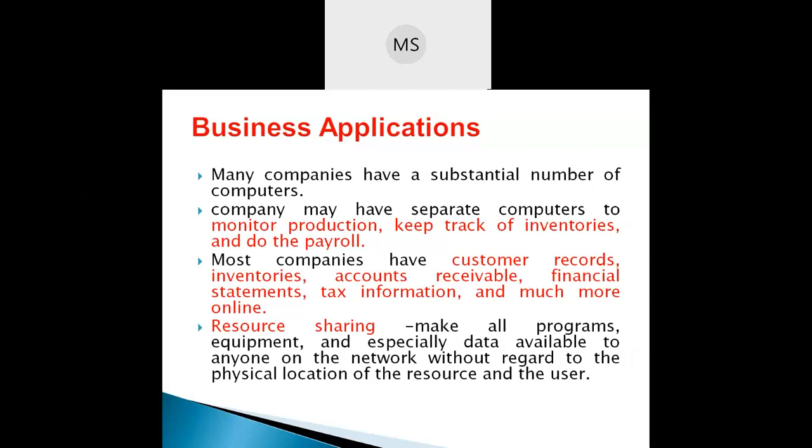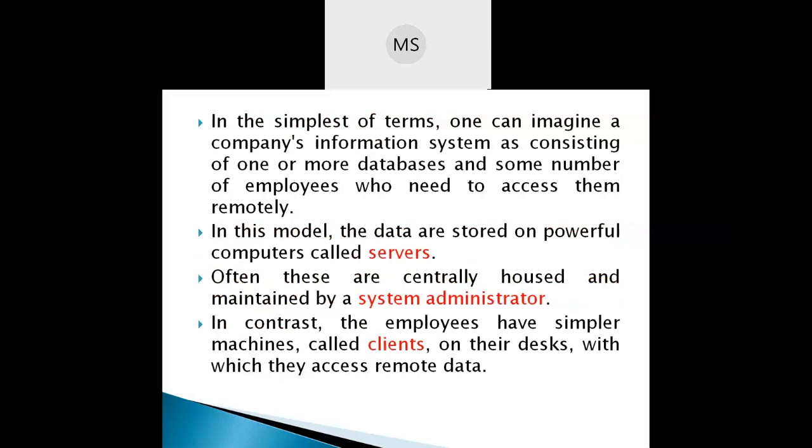If all this information is connected with each other, then it is easy for them to share that information from person to person. So the main intention of computer networks in business applications is resource sharing. That means an organization's data can be shared among the people of that organization in an efficient manner. In the simplest form, we can say that a company's information system consists of one or more databases and some number of employees who need to access them remotely.